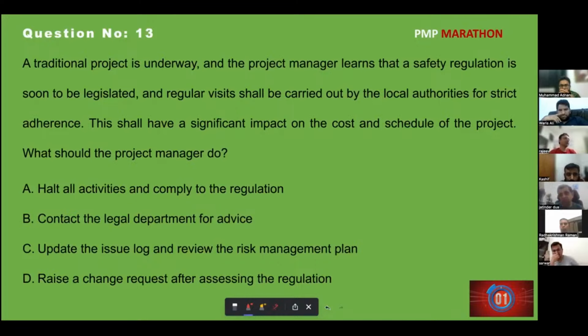Ashraf sir, what would be your answer? Yes, sir. Option A is halt all activities and comply to the regulation. Contact the legal department for advice. Update the issue log and review the risk management plan. There is a change request after assessing regulation.